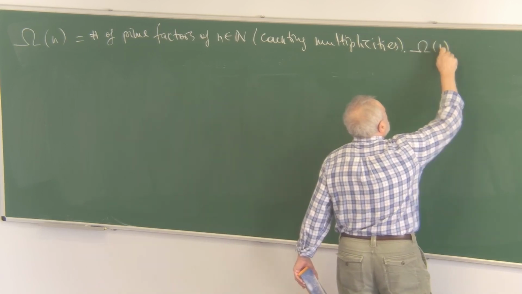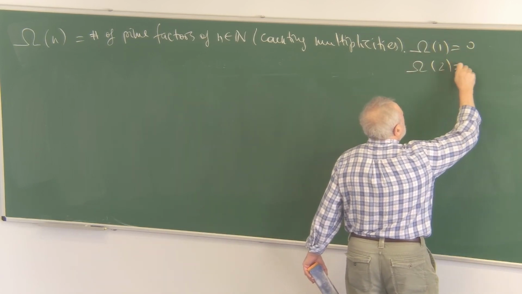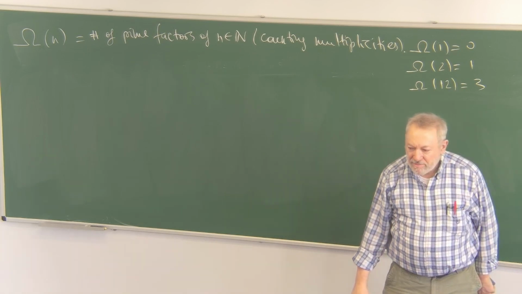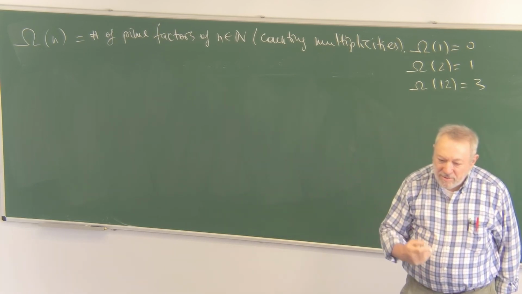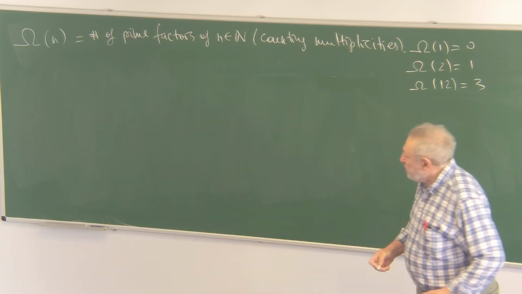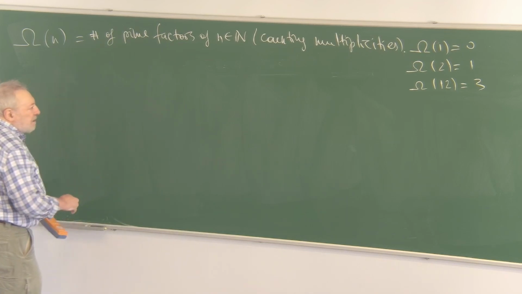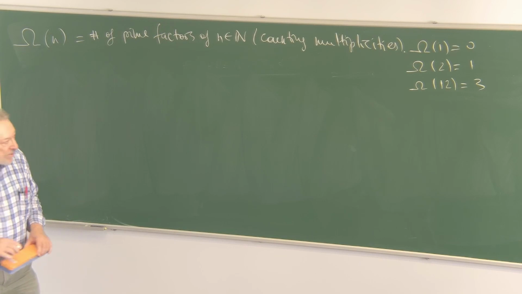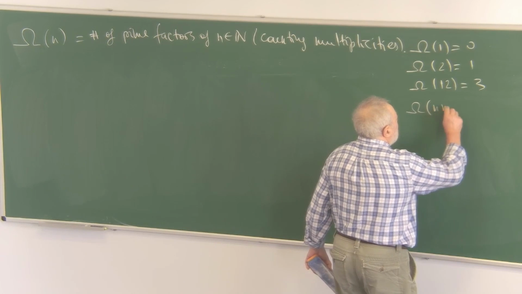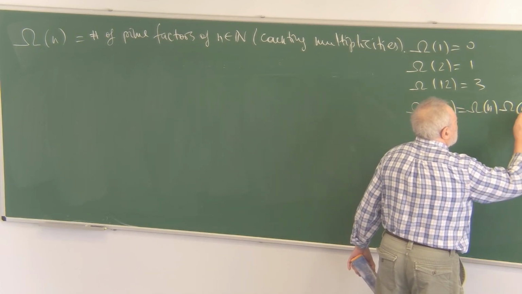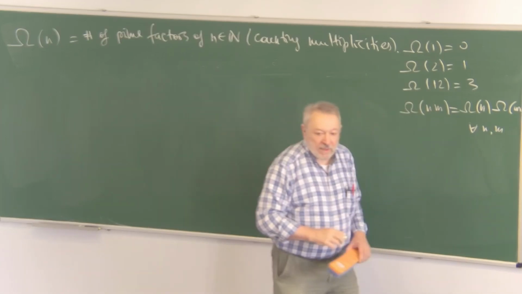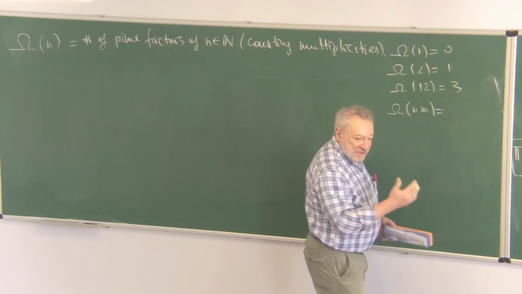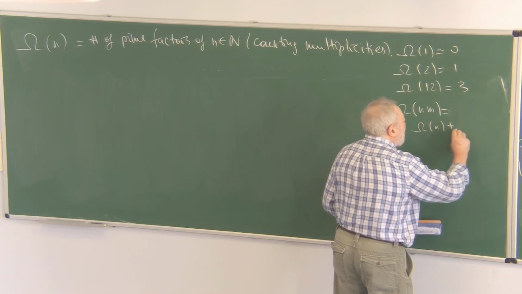So omega of 1 is 0, omega of 2 is 1, omega of 12 is 3. We agree. Okay? On every prime its value is 1, but if it's a product of primes, you count them with multiplicities. By the way, let's remark that this is absolutely additive function. Omega of nm equals omega of n plus omega of m for any n, m.